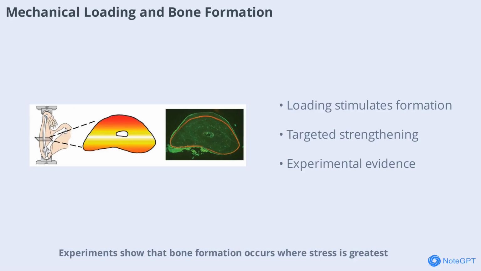Experiments show that bone formation occurs where stress is greatest, reducing risk of failure. For example, axial loading in rats improved bone strength by 64% and resistance to fatigue failure by 100 times, demonstrating the power of targeted mechanical stimulation.